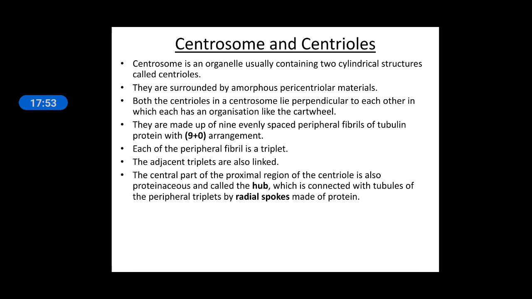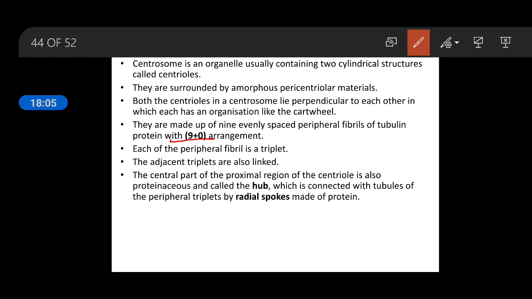The central part of the proximal region of the centriole is also proteinaceous and called hub, because here the arrangement is 9 plus 0. So at the periphery 9 fibrils will be present, but in the center no microtubules are present because it is 0. So in the central part the space is filled with a proteinaceous rod like structure, and this proteinaceous rod is known as hub, which is connected with the tubules of the peripheral triplet by radial spokes made up of protein.